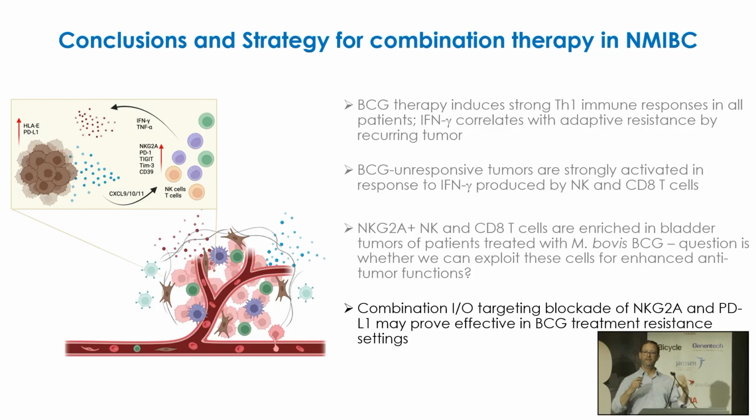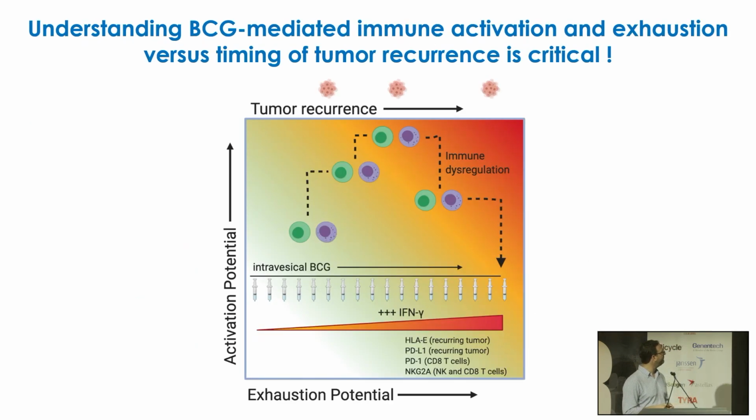So this is sort of to bring us here where we got to in terms of getting the BCAN award, which again we're very grateful for. And understanding BCG-mediated immune activation and exhaustion versus the timing of tumor recurrence, I believe, is critical. If you're someone who has very rapid recurrence, chances are your immune system hasn't been chronically activated as long as someone who develops tumor recurrence, say at like week 36 of treatment. And so with every repeated dose of BCG, you're getting a bump in activation potential, but you're also getting a bump in expression of these inhibitory receptors, suggesting that the timing of tumor recurrence is critical.